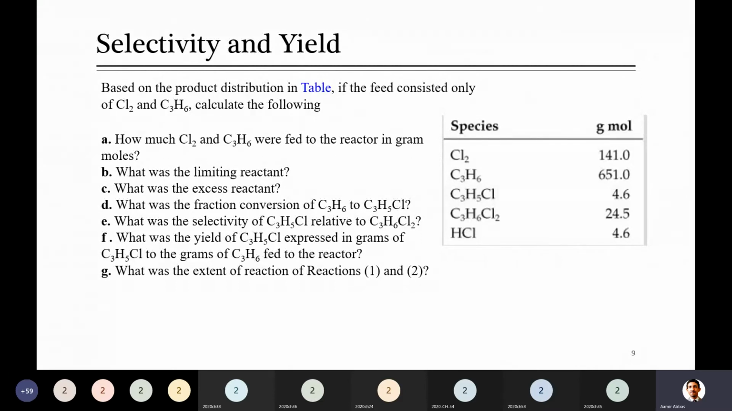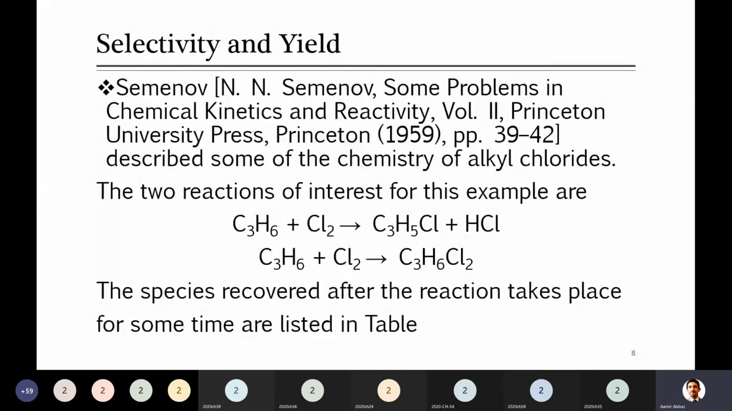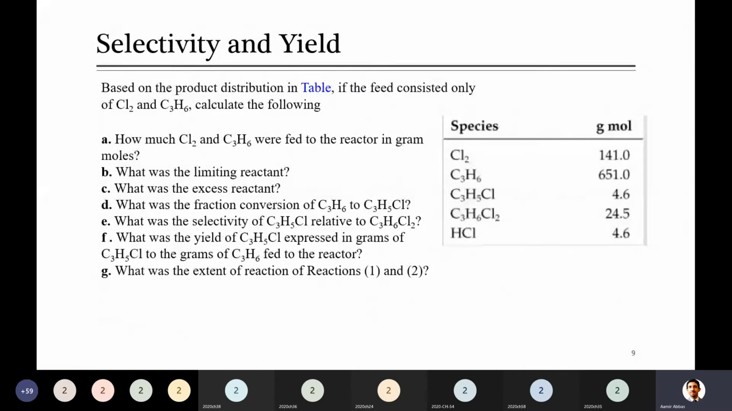And then there is the part about selectivity: what was the selectivity of C3H5Cl relative to C3H6Cl2. Then there is yield. You have to find the yield of C3H5Cl, expressed in grams, with respect to the C3H6 fed to the reactor. And at the end of the day you have to find the extent. So all those concepts which you discussed in the last 2 lectures are covered here, and you have to apply them. Do you understand the question? These are the 2 reactions which are taking place, and he has provided only the amounts at the outlet of the reactor.